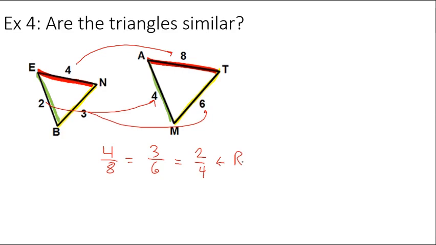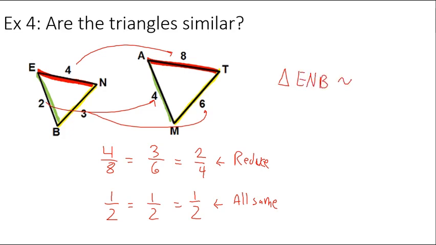And from here, we just reduce. So 4 over 8 reduces to 1/2. 3 over 6, 1/2. 2 over 4, 1/2. So they're all the same. So here we say triangle ENB similar to triangle ATM. And we say because the sides are proportional.